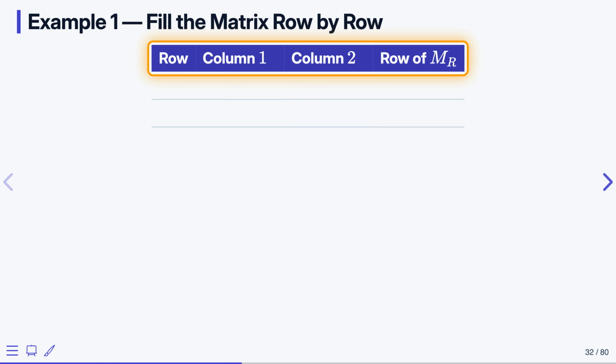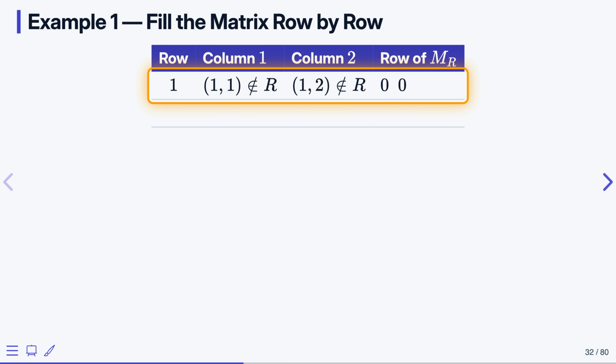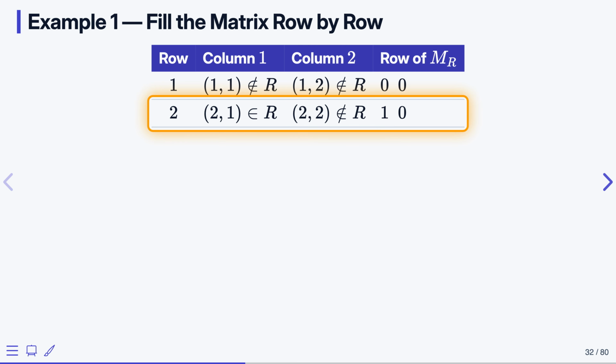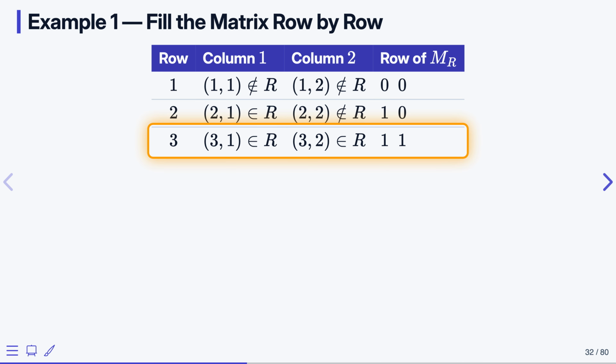Now we fill the grid, one row at a time. Row 1 stands for the value 1. The pair (1, 1) is not in the relation, so we write a 0. The pair (1, 2) is not in the relation either, so we write another 0. Row 1 is 0, 0. Row 2 stands for the value 2. The pair (2, 1) is in the relation, so we write a 1. The pair (2, 2) is not, so we write a 0. Row 2 is 1, 0. Row 3 stands for the value 3. Both pairs, (3, 1) and (3, 2), are in the relation, so row 3 is 1, 1.